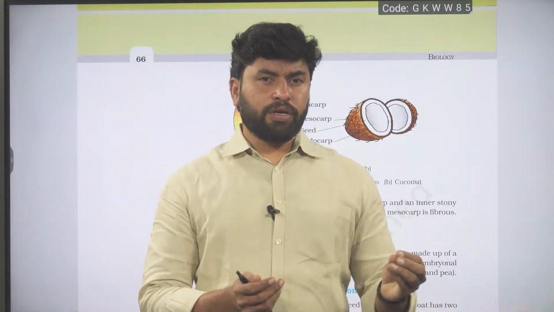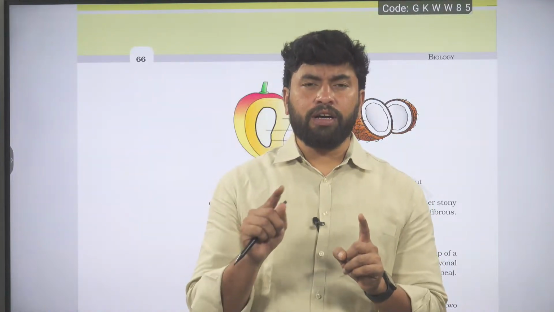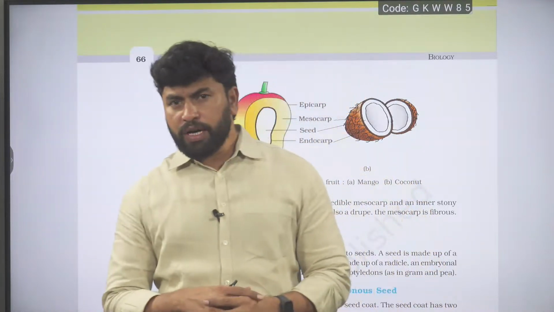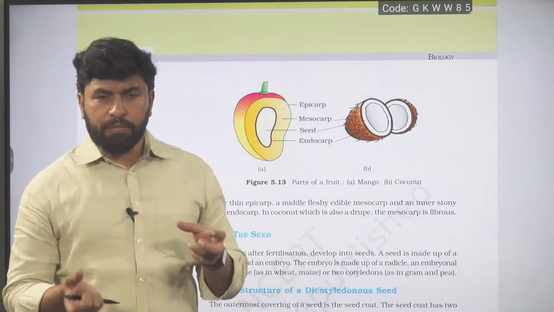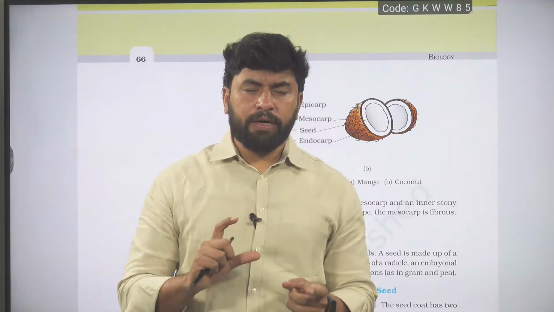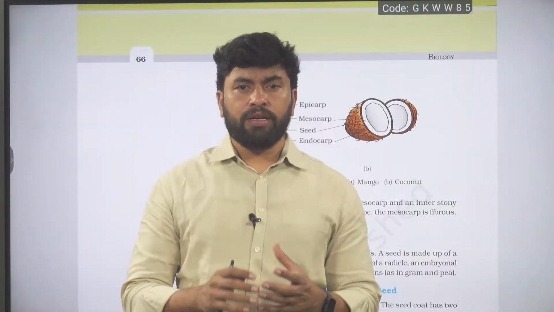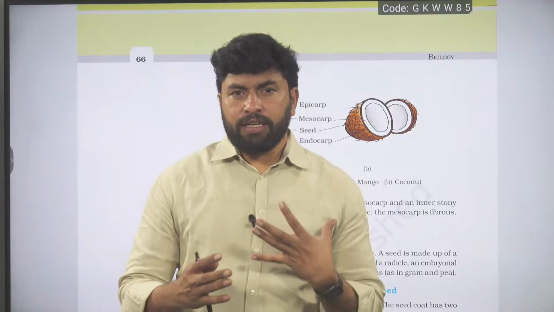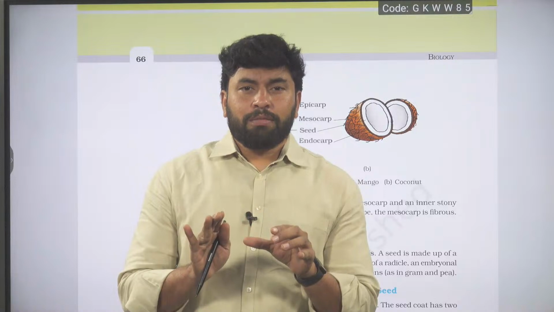Next, mesocarp. In coconut, the mesocarp is fibrous. The coir, which is nothing but coconut fibers, is developed from that area called mesocarp. The mesocarp of the mango is the pulpy portion. Then the endocarp, in both mango as well as coconut, is a stony portion. Whenever we break a coconut and ask God to give more marks in the exam, that part is our endocarp.